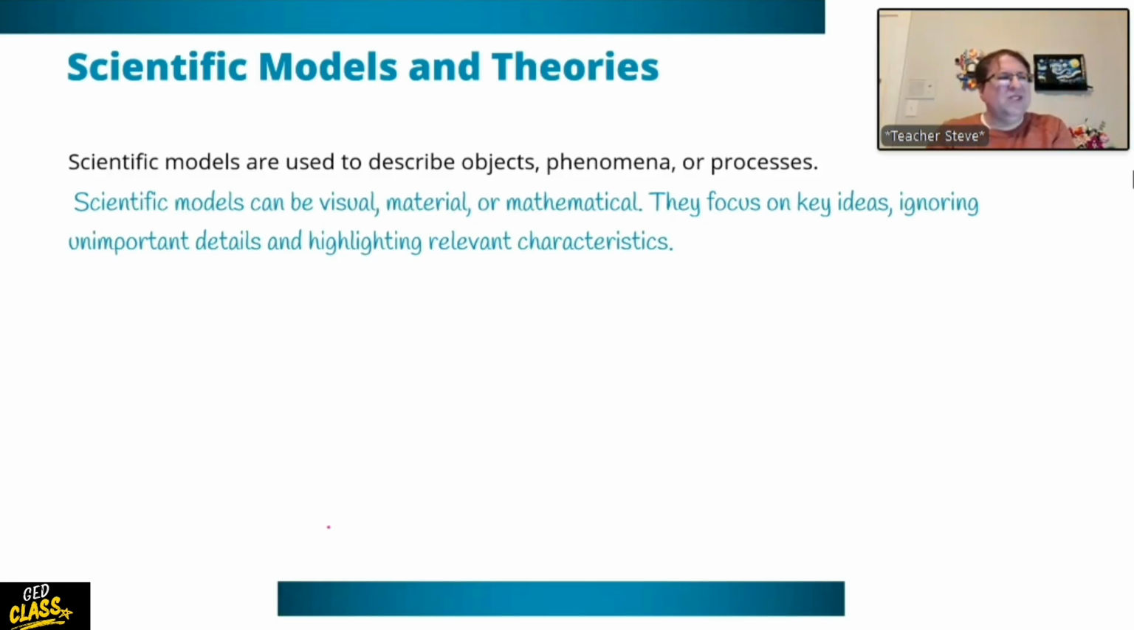So when we talk about scientific models here, they are used to describe objects, phenomena, or processes. Scientific models might be visual, material, or mathematical. They're generally not focusing so much on the unimportant details, just the key ideas, highlighting relative characteristics.